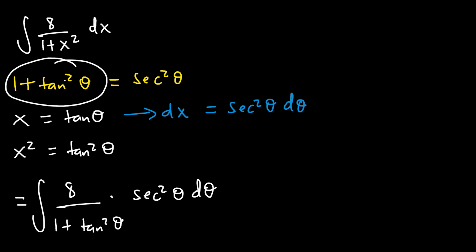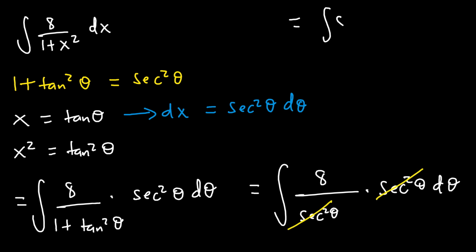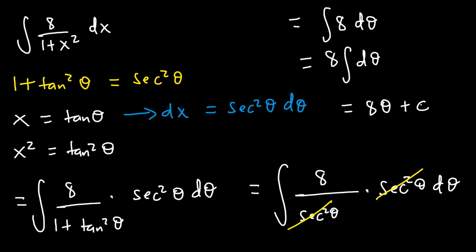And we know that 1 plus tangent squared theta equals secant squared theta. So this will be equal to the integral of 8 divided by, instead of 1 plus tangent squared theta, we shall write secant squared theta and then times secant squared theta d theta. This will cancel with that. And so we shall have the integral of 8 d theta, which is equal to 8 times the integral of d theta. Now the integral of dx will be equal to x, so the integral of d theta will be theta. So this will be equal to 8 times theta plus c.